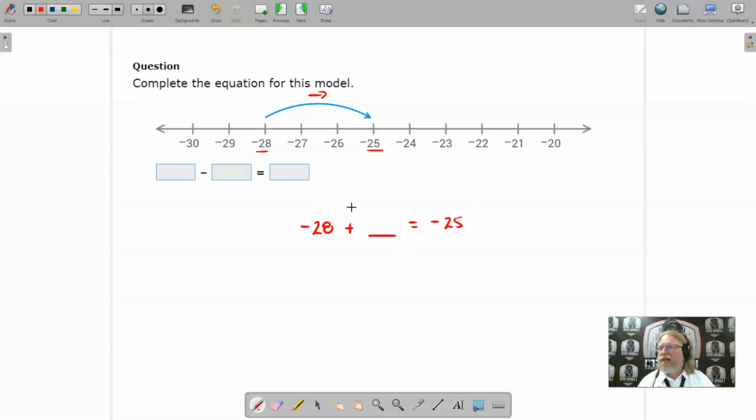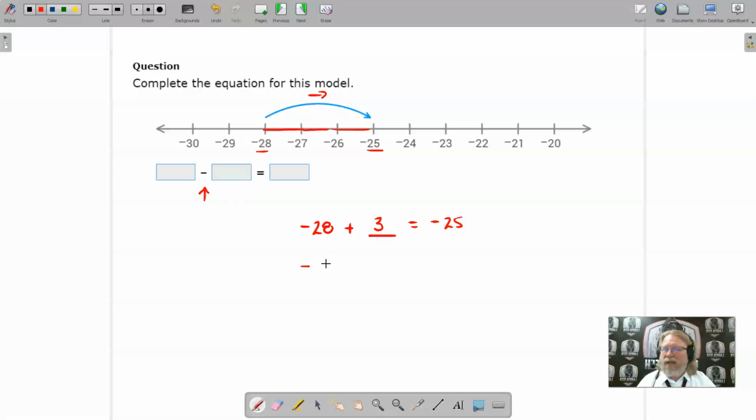So let's see how far we moved. Looks like they're counting by 1, so it's 1, 2, 3. We did go to the right, so it was +3. It's a +3. Now they want this as subtraction, so I have to change it over.